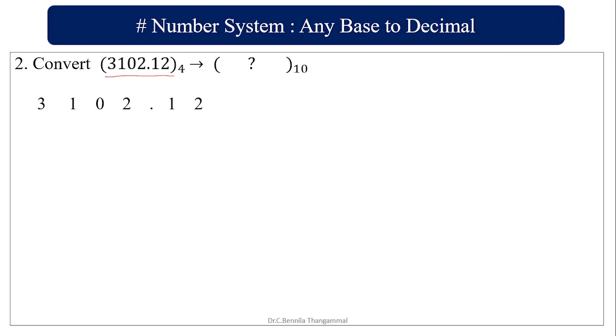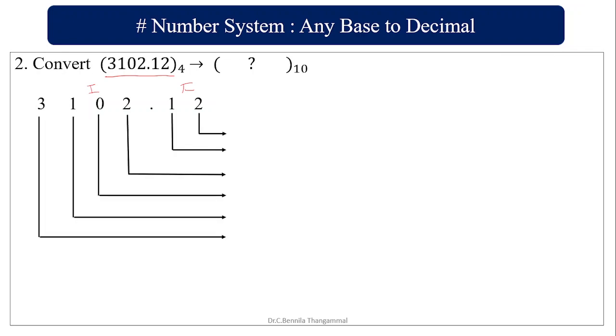3102.12. So this is going to be your integer and this is going to be your fraction here, right? So for the integer, I am going to write its corresponding digits here. So it's going to be 212013 here. So now the integer part will complete it out. It starts from the 0 position: this is the 0th position, first position, second position and third position.